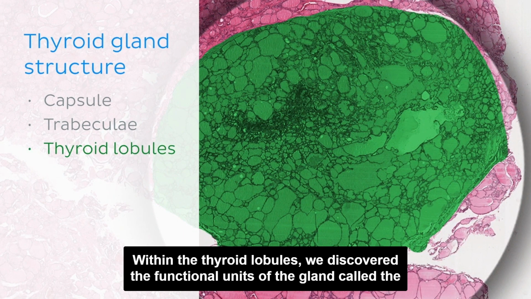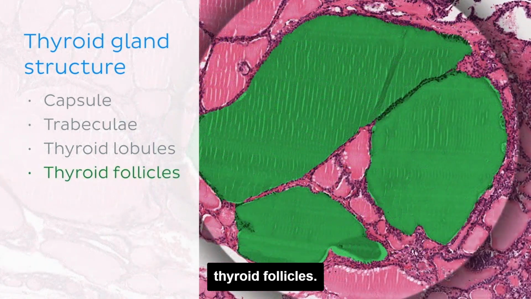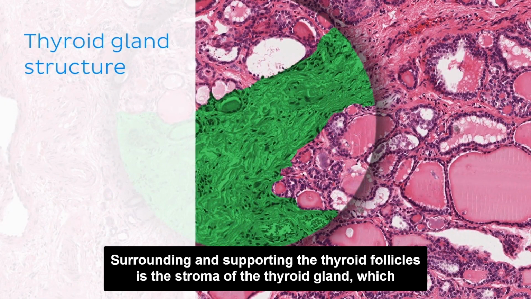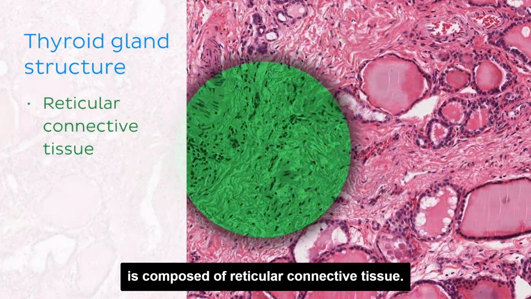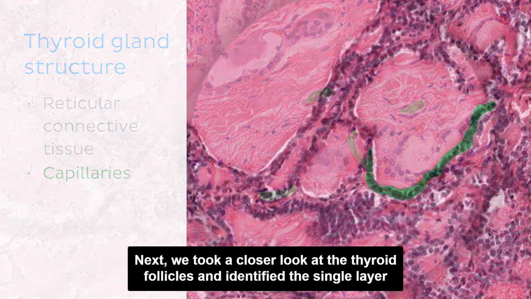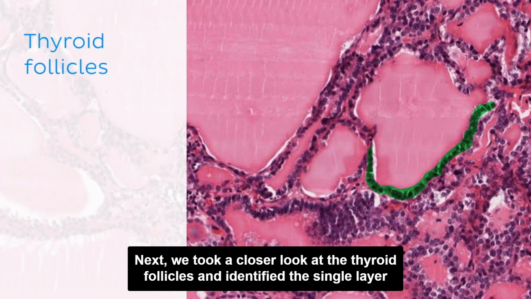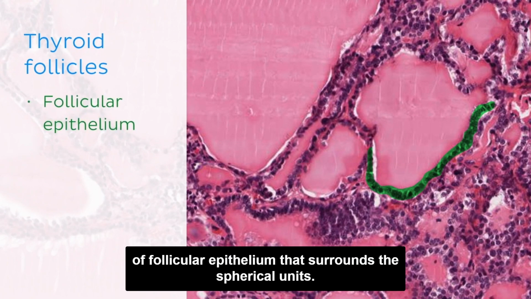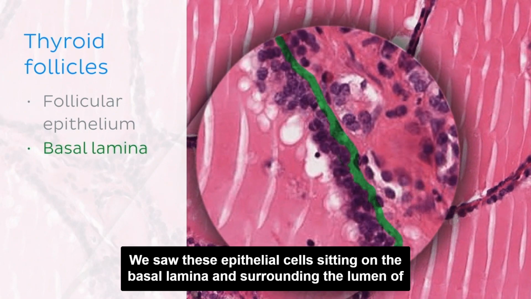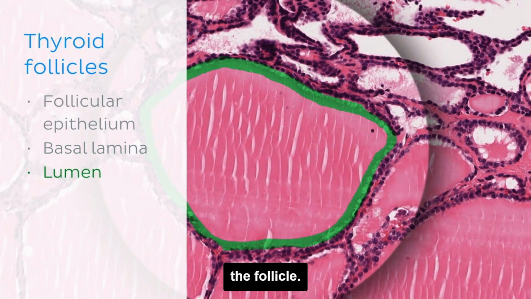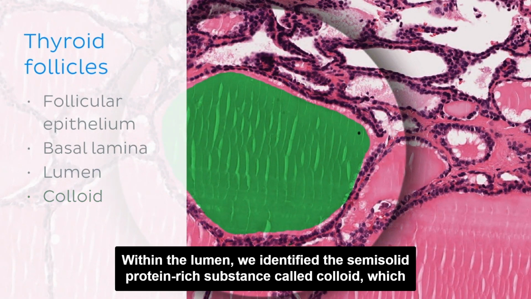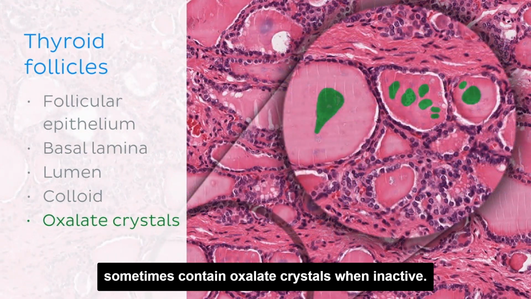Within the thyroid lobules, we discovered the functional units of the gland called the thyroid follicles. Surrounding and supporting the thyroid follicles is the stroma of the thyroid gland, which is composed of reticular connective tissue. The stroma is also where we found the capillaries that supply the thyroid gland. Next, we took a closer look at the thyroid follicles and identified the single layer of follicular epithelium that surrounds the spherical units. We saw these epithelial cells sitting on a basal lamina and surrounding the lumen of the follicle. Within the lumen, we identified the semi-solid, protein-rich substance called colloid, which sometimes contains oxalate crystals when inactive.